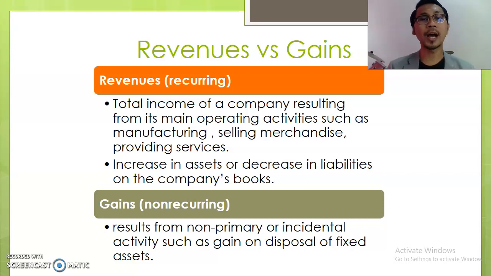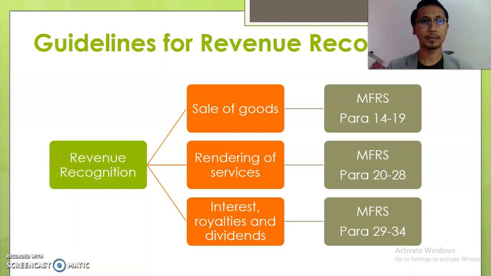You can say it is the total income of a company resulting from its main operating activities such as manufacturing, selling merchandise, and providing services. These recurring activities will increase assets or decrease liabilities on the company's books, whereas gains are increases in net assets or equity resulting from peripheral or incidental transactions of a company. They come from non-primary or incidental activity, such as gains on disposal of fixed assets. So these are the guidelines for revenue recognition.